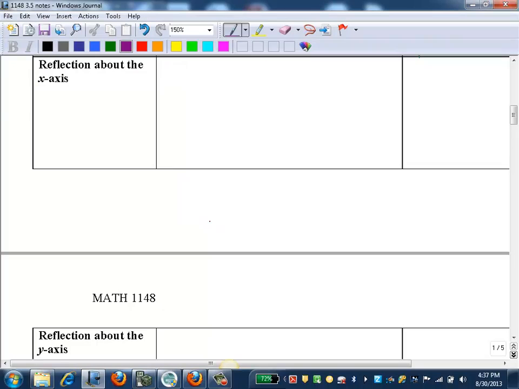In addition to vertical and horizontal shifts, stretches, and compressions, another way to transform the graphs of our parent functions in our library of functions is with reflections. The first reflection we'll look at is reflection about the x-axis.